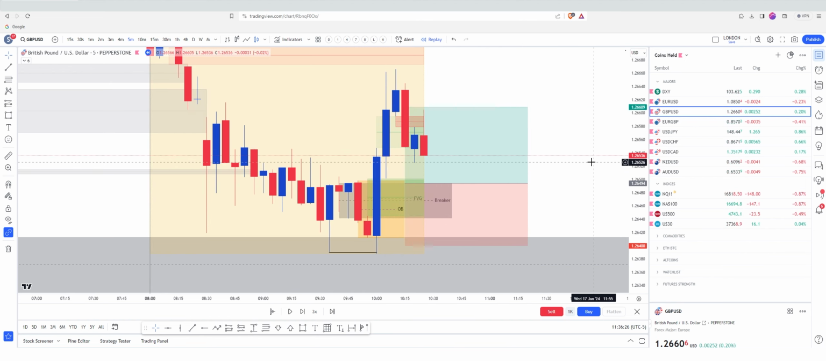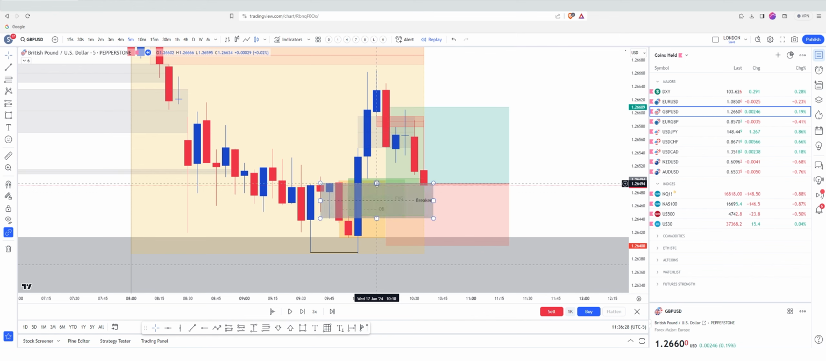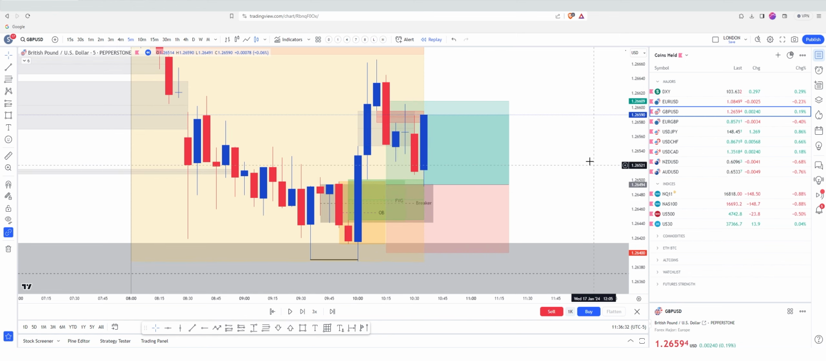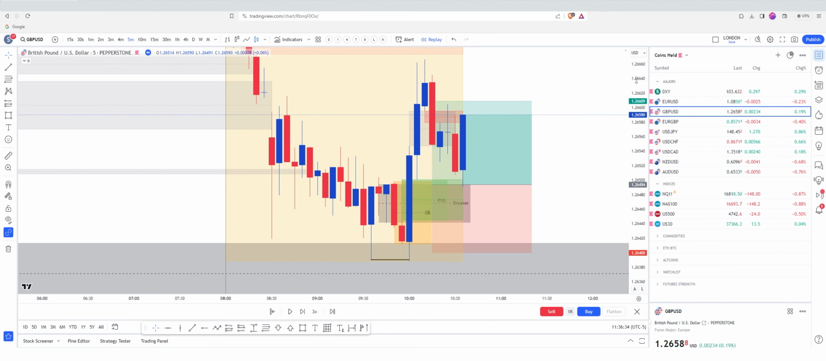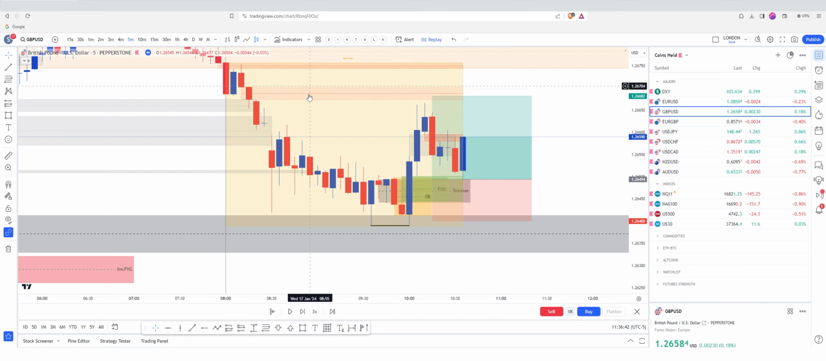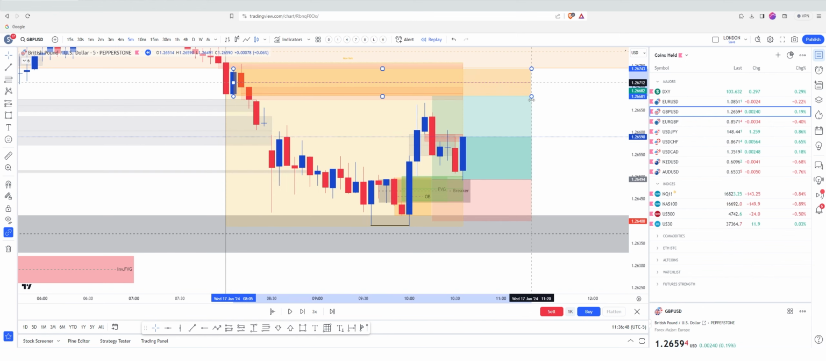Price pumps higher. We come down, we tap the top of the breaker block perfectly. A couple of pips into the breaker block, and then a huge reaction. We're looking for 2R. Fixed 2R for our trades. Just above these highs that we've created here into a 5-minute fair value gap, 5-minute order block. So it's a logical take profit.